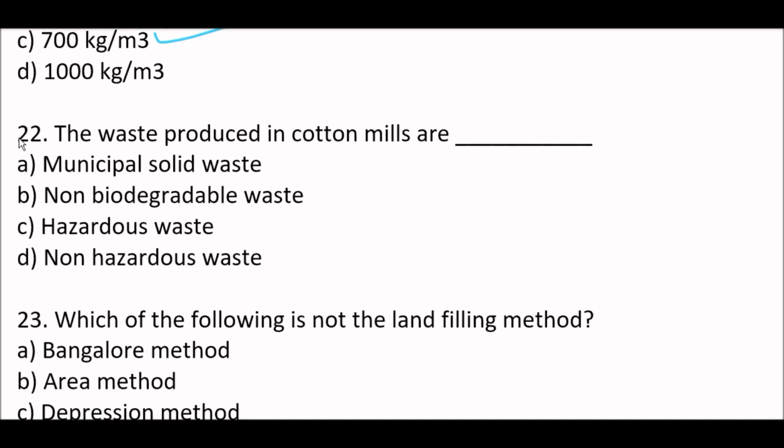Next question. The waste produced in cotton mills are option A, municipal solid waste, option B, non-biodegradable waste, option C, hazardous waste, option D, non-hazardous waste. Right answer is option D, non-hazardous waste.